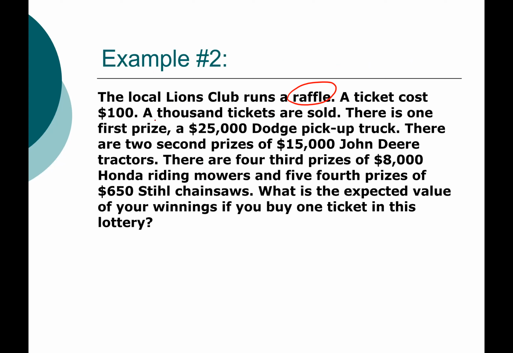So let's say 1,000 tickets are sold, and there's one first prize, which is $25,000. Okay, a Dodge pickup truck, right? So if you win the first prize, you get a $25,000 pickup truck. Now 2 second prizes, each one is worth $15,000. Okay, it's John Deere tractors, and there are 4 third prizes of $8,000 Honda mowers, right? Mowers, and 5 fourth prizes of $650 steel chainsaws. So all these numbers actually mean something.